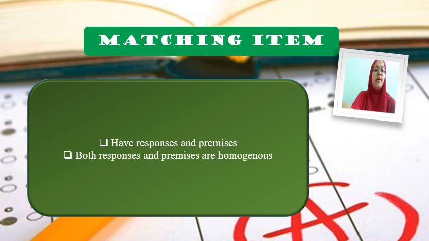This matching item can be created by using text on both sides or a mix of text with media such as image, audio, and video. Both the responses and premises are homogeneous. That means every list should include words or phrases that are similar in form or type to each other. We can use matching item questions to assess comprehension, item association, knowledge recall, and organization skill.